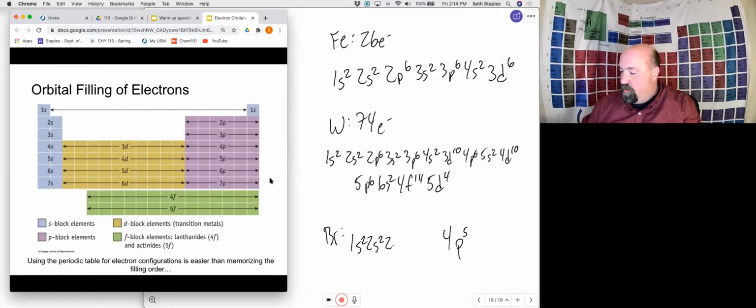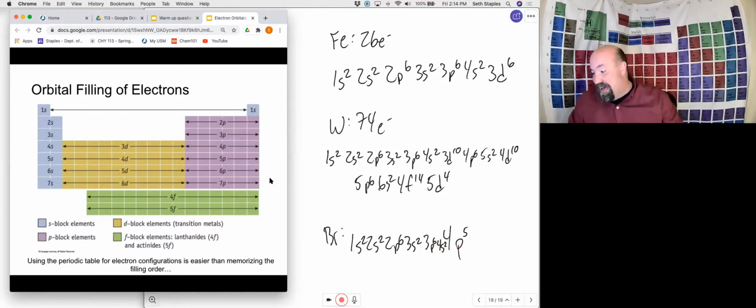1s2, 2s2, 2p6, 3s2, 3p6, 4s2, ran out of space, 4p5. There's my configuration for bromine. Let's double check it. 2, 4, 10, 12, 18, 20. What did I forget? I messed up, didn't I? Nobody caught me on it. Maybe you did. It's because I ran out of space here.